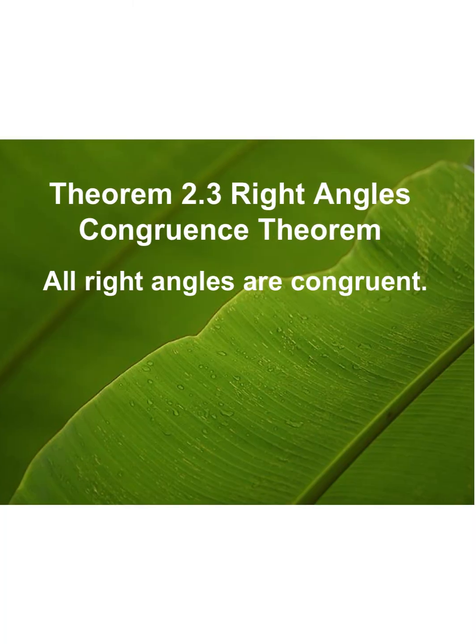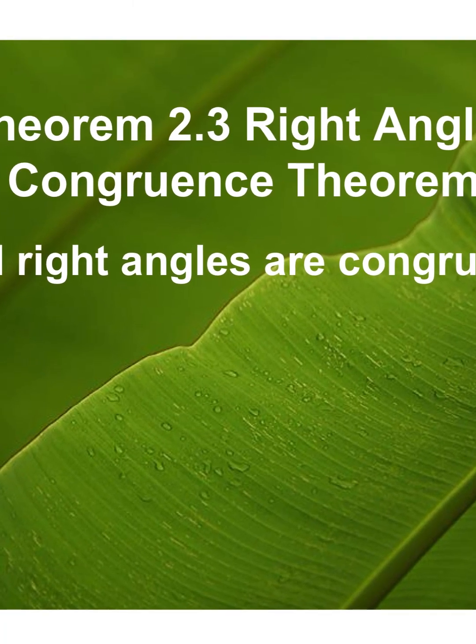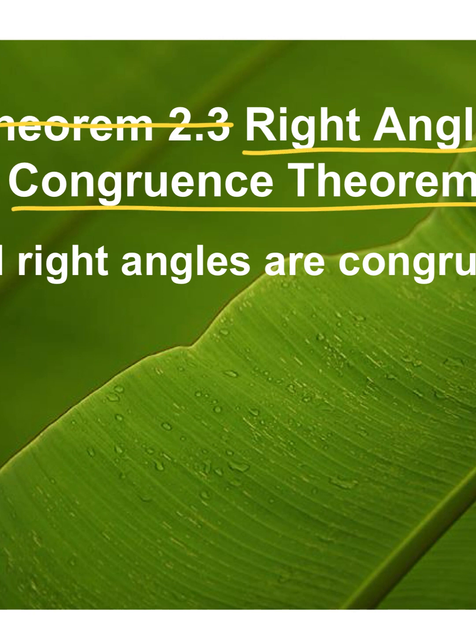All right, so the theorem is 2.3, right angles congruence theorem. Guys, don't worry about the number of the theorem. Just remember right angle congruence theorem. Know the name and what it says and what it's for. So all right angles are congruent. That means if you have an angle like this, that's a right angle, and another one like this, they're congruent because they're both 90 degrees. Good job.